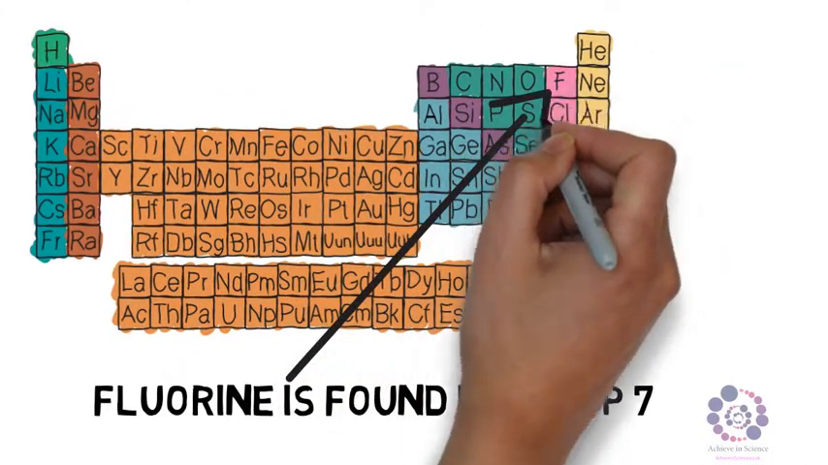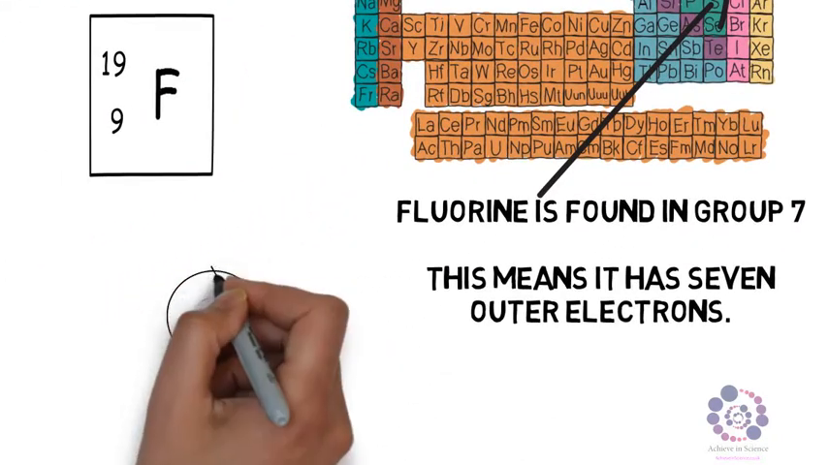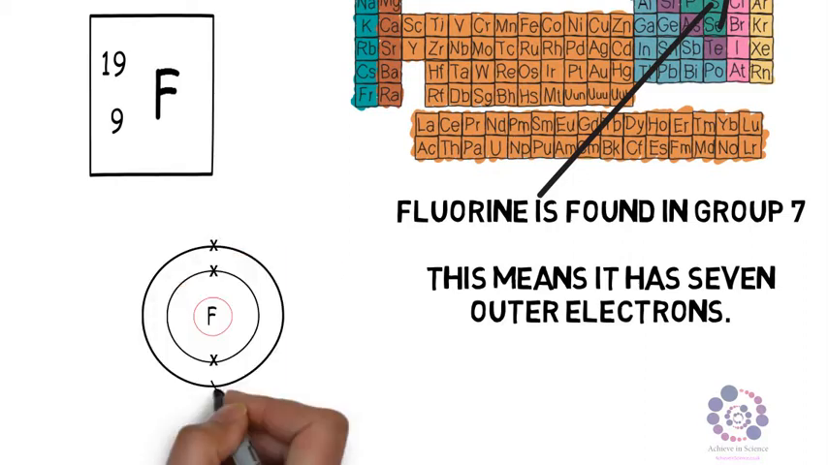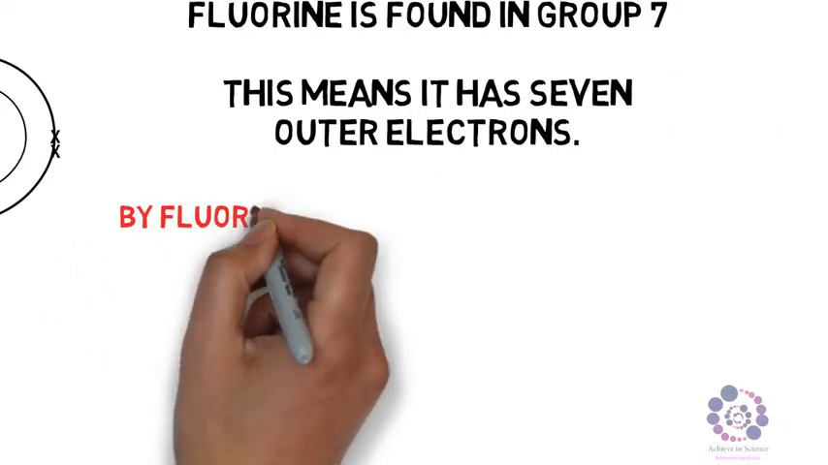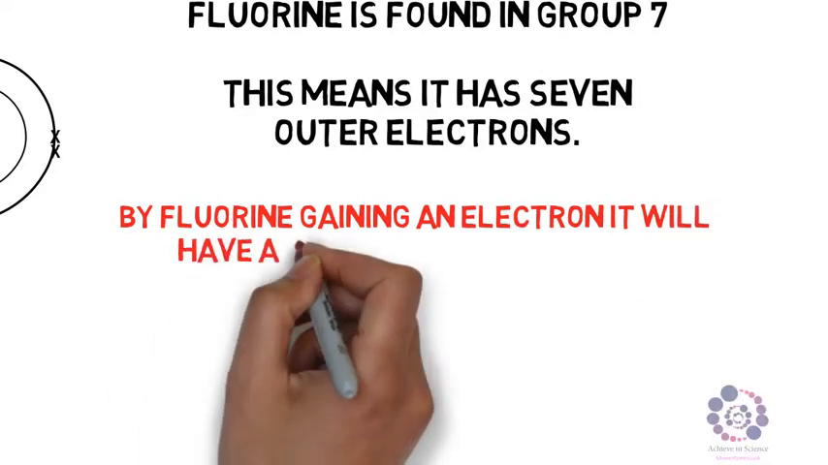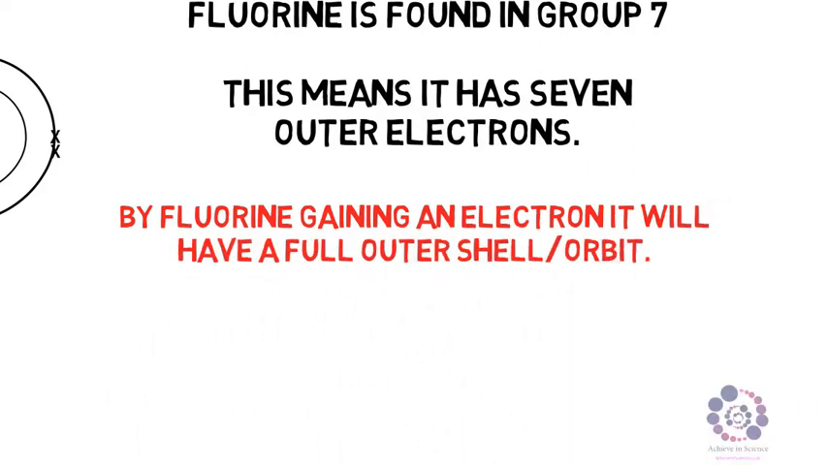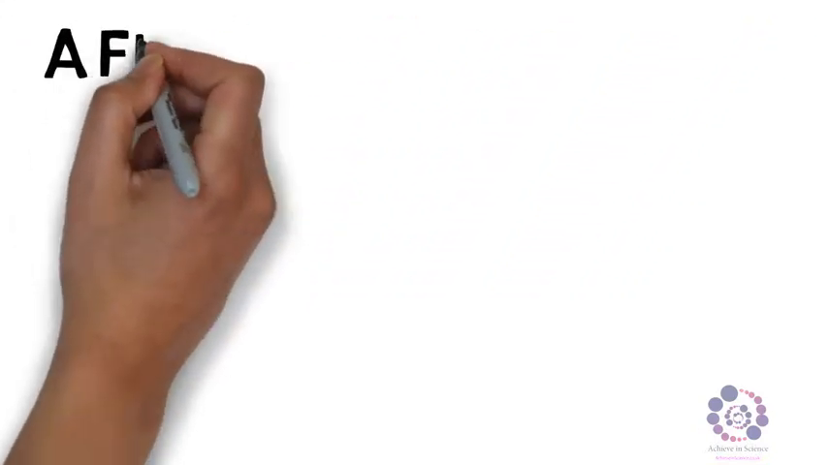Here it is. If we draw its atomic structure, we find that it has 2 in its first shell and 7 in its second shell. It is one short of having a full outer shell. So by fluorine gaining an electron, it would have a full outer shell or orbit. Therefore, if it did gain an electron, it would form a fluorine ion.